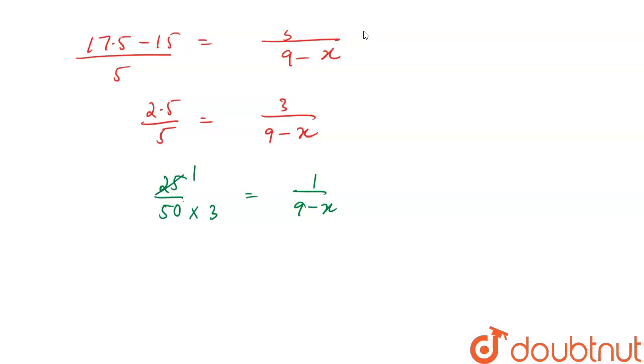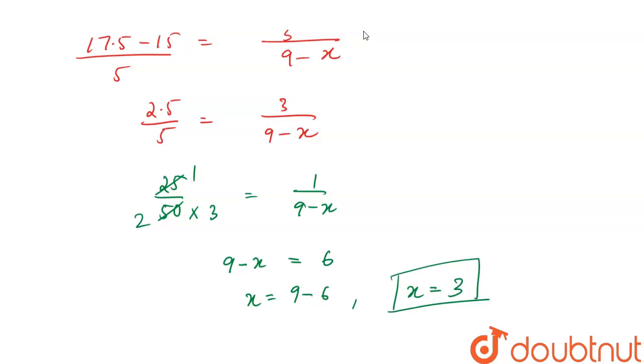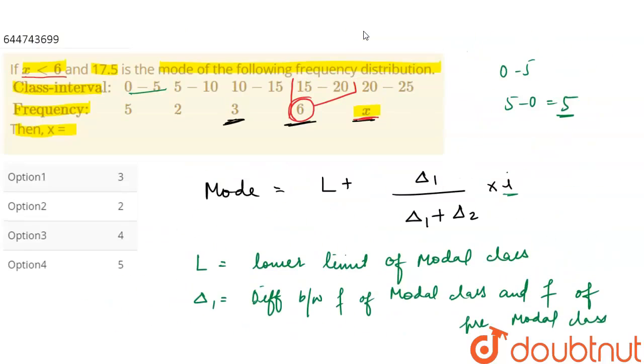So this will be 1 by 2, and here we get 9 minus x equals 2 into 3, which is 6. So we get 9 minus x equals 6, that is x equals 9 minus 6, so x equals 3. So the value of x is 3. Now if we check our options, option 1 is correct.